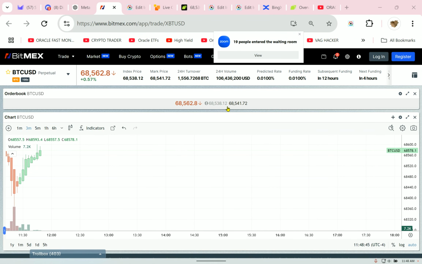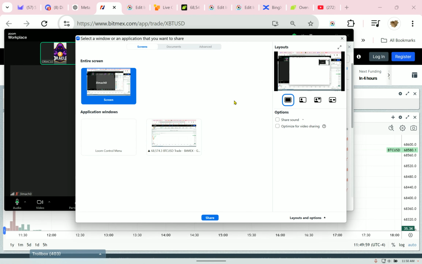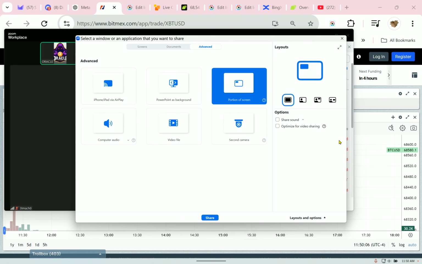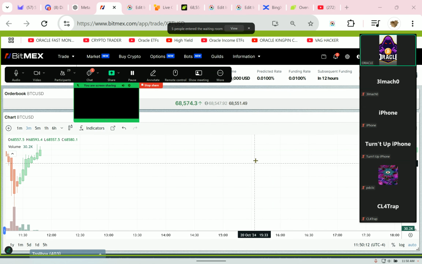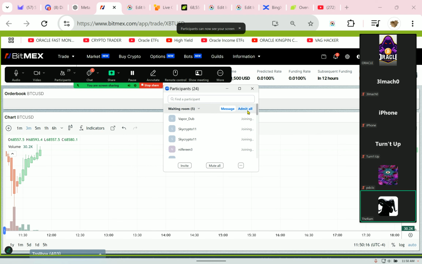Let's do a super helpful Zoom for all the people that are in my community. Everybody's coming in. So I'm going to share my screen with all of you, and I want to show you what I see in the chart in real time right now. So let's do, hold on, portion of screen, share sound, boom. You all see my screen? Yes. Okay, good.